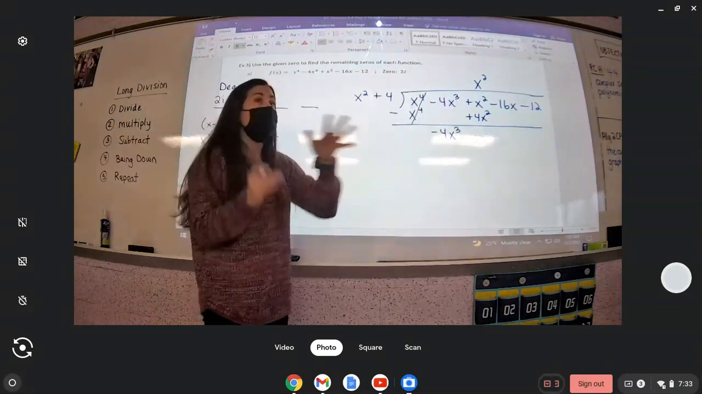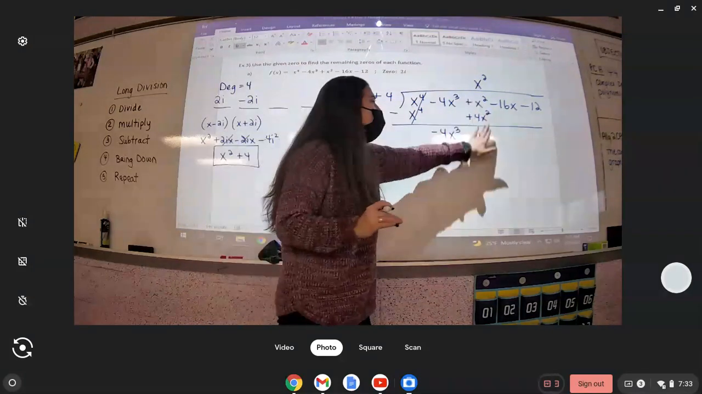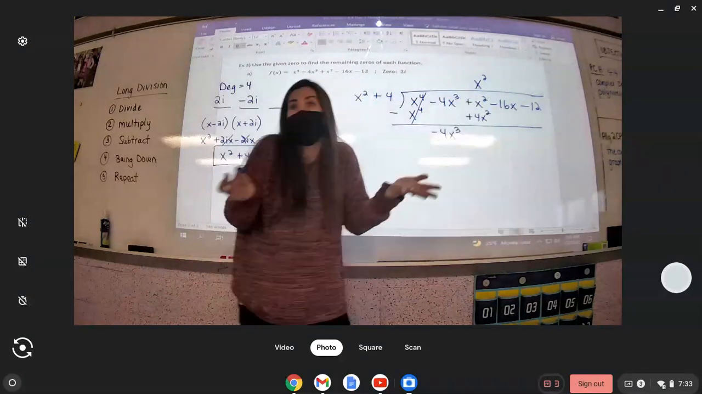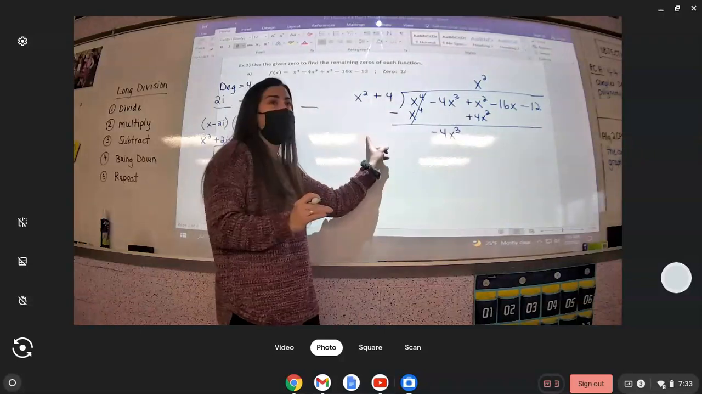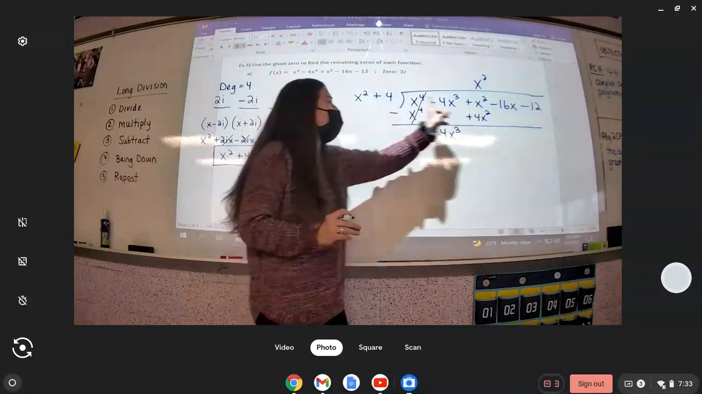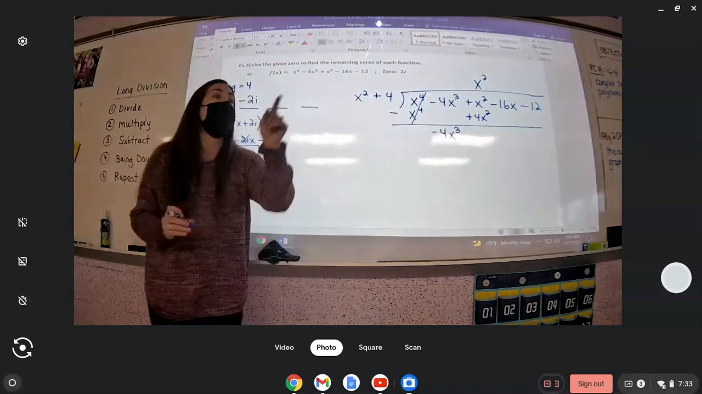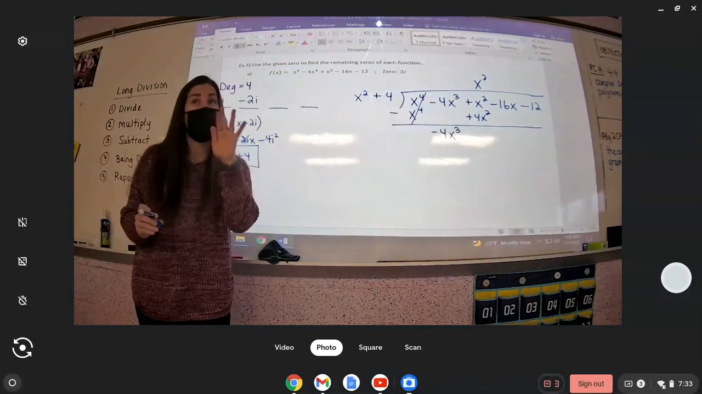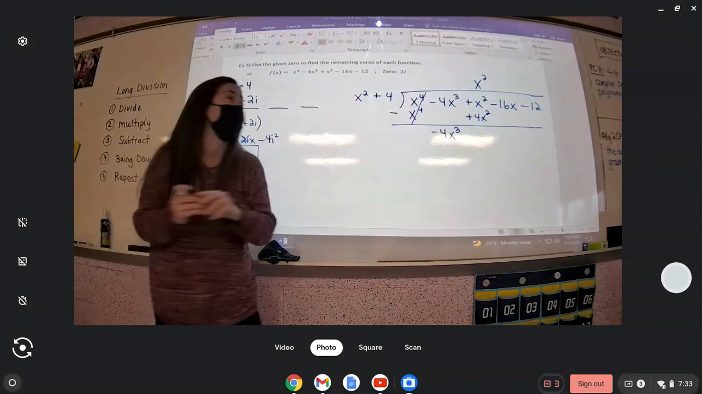Okay, now this is the weird part. How many of you are thinking, oh my God, it's 5x squared, right? It looks like it, but you have to pick up the subtraction. What is 1x squared subtract 4x squared? Negative 3x squared. So that's where it can get a little confusing. You have to pick up the subtraction.